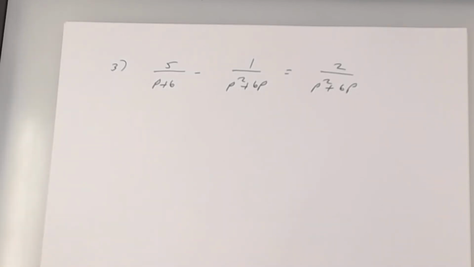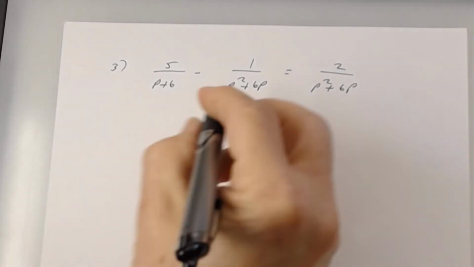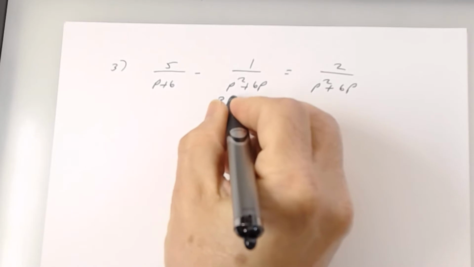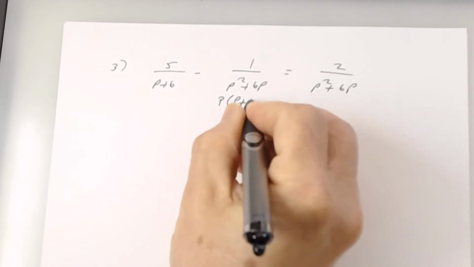All right, now, what's our first step to solving this rational equation? Factor. Can I factor that first denominator? No, but can I factor the second? Yes. So how do I factor the second? P times p plus 6.